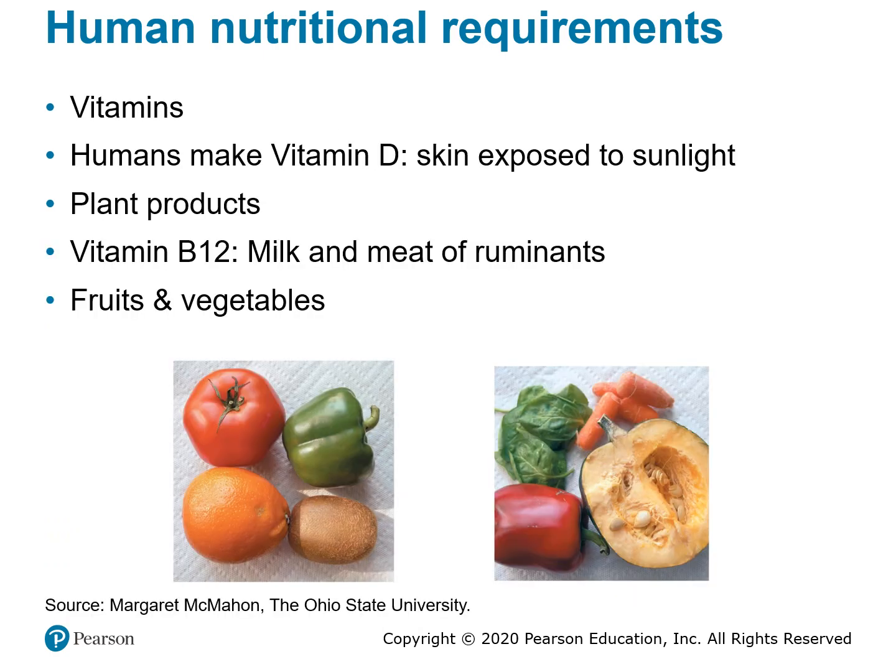Along with the energy source and proteins, humans require organic molecules, which we know as vitamins. Now, humans make their own vitamin D when the skin is exposed to sunlight. All other vitamins are plant products, with the exception of vitamin B12, which is provided by bacteria in ruminant animals and available to humans in milk and meats of ruminants. Fruits and vegetables provide the bulk of vitamins in the human diet.